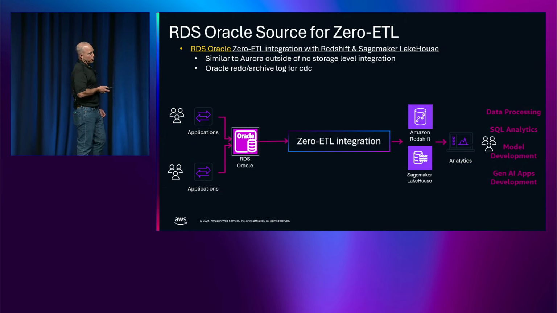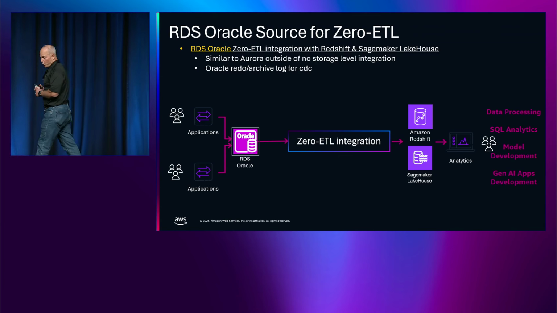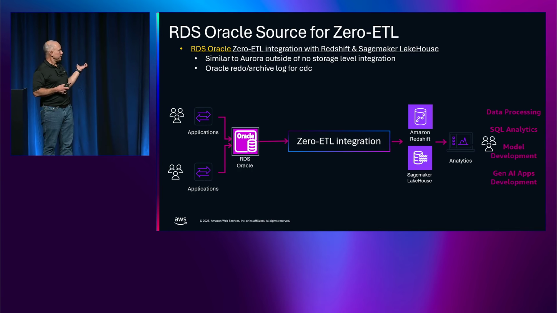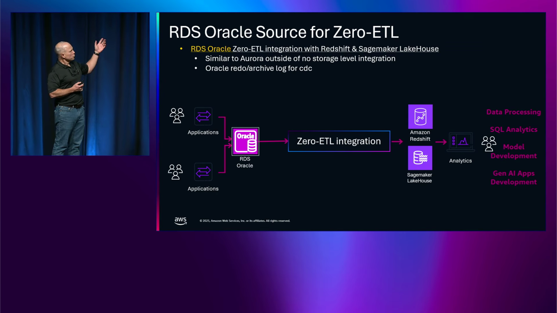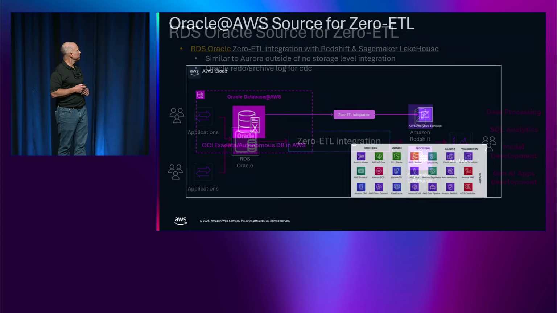All right, so that covers Aurora. So now we're going to move into other RDS engines. And one of the things you'll find is that those are similar to the Aurora, right? So we're basically going to set up the zero ETL. In this case, it's Oracle, so it's going to be redo archive log instead of the bin log or PG logical replication. So it's the mechanism that the database has for replicating changes to us. And there's no storage level integration here, right? It's going to be EBS or the log miner out from RDS Oracle into our Redshift or our Lakehouse S3.